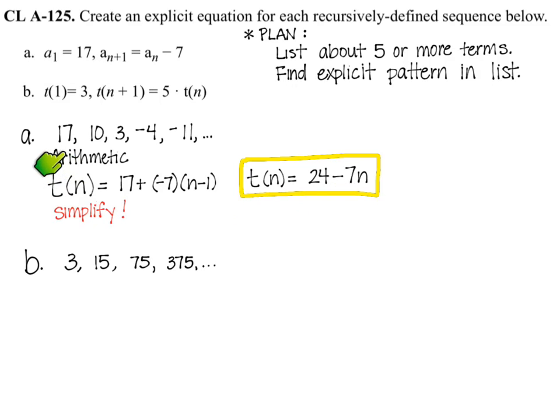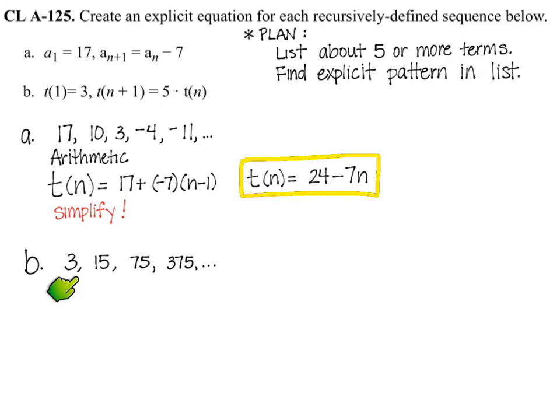We also learned that if you just said, well, what would have come before the 17, that would have been 24. So this would have been the 0th term plus negative 7 times just n. So you could have skipped this step if you remembered that other plan of writing an arithmetic sequence.